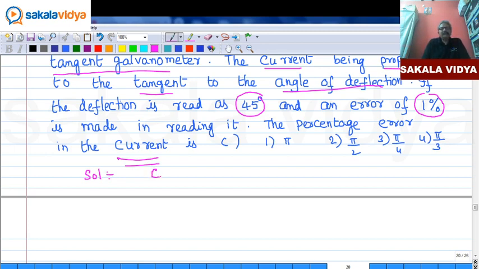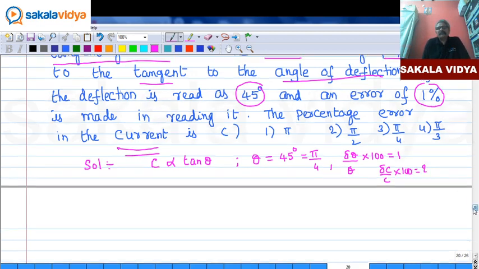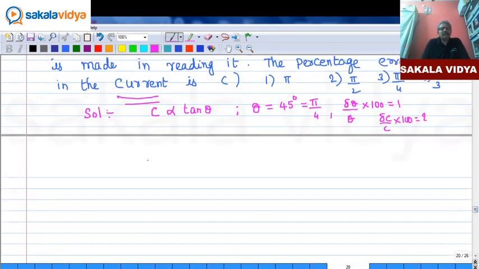Say current C is proportional to tangent of deflection, tan theta. This is given. Next, theta is equal to 45 degrees, in radians pi by 4. Percentage error in theta, delta theta by theta into 100, is equal to 1. So delta C by C into 100 is equal to question mark. This we need to calculate. When you remember the constant of proportionality, we can write C is equal to K tan theta. Am I correct now?